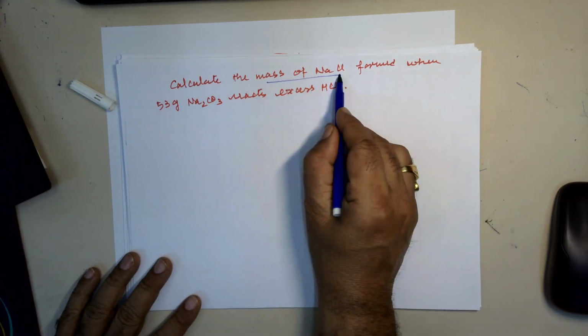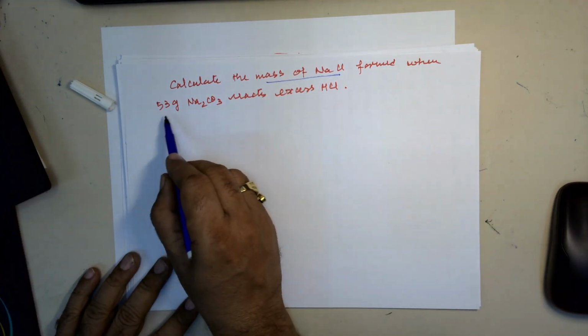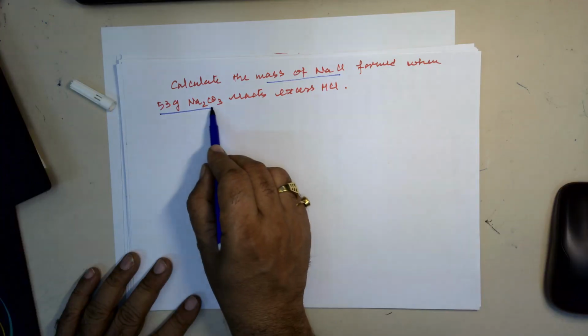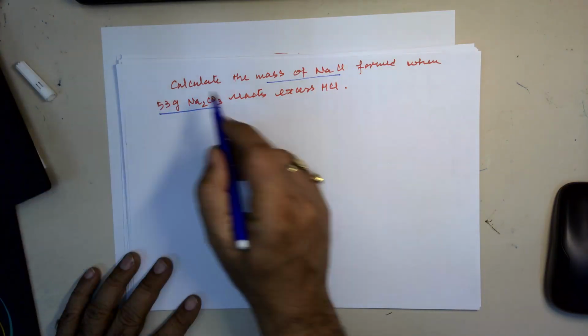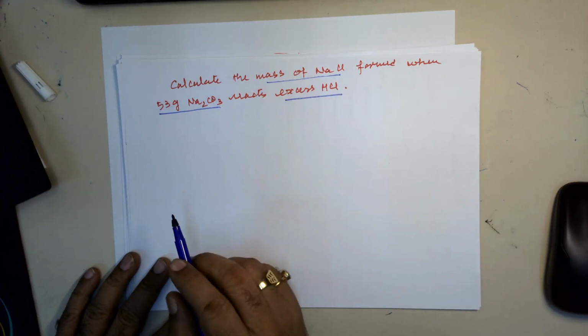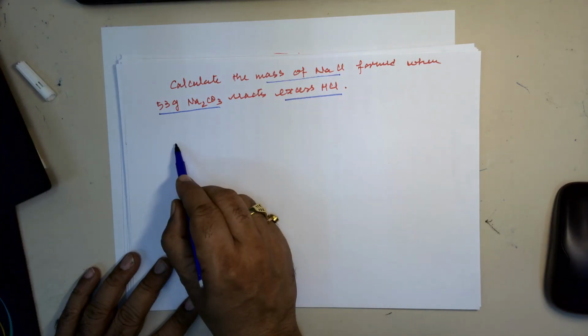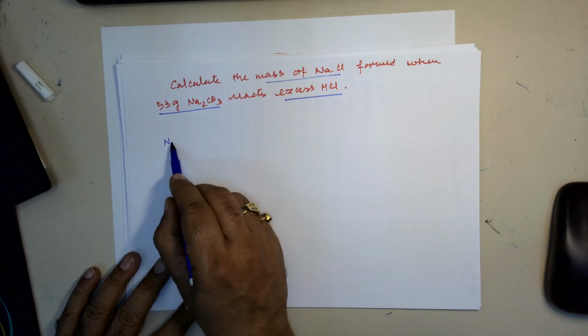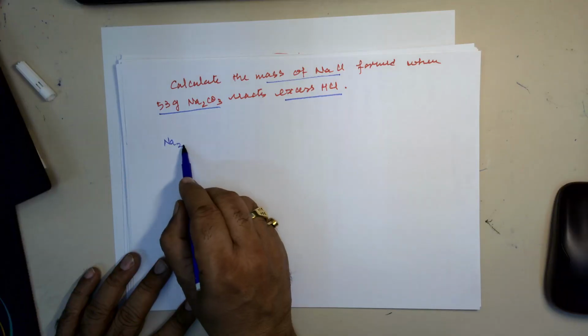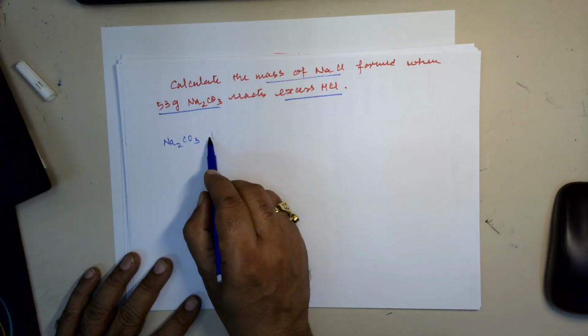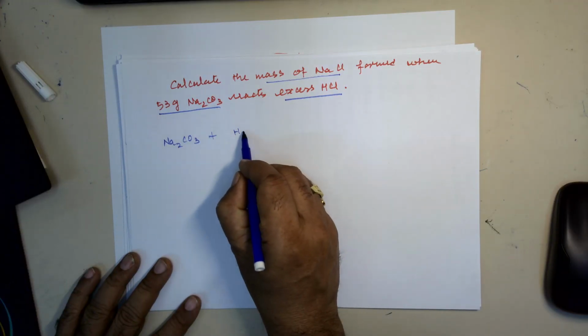Calculate the mass of NaCl found when 53 grams sodium carbonate reacts with excess HCl. Okay, so you can write down that is Na2CO3 that combines with HCl.